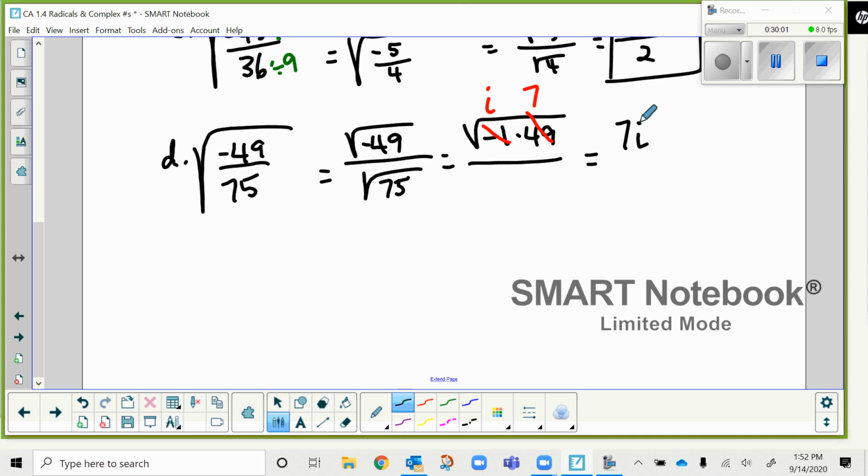And on the bottom, we have square root of 75. I'm going to factor that into 3 and 25 because I know 25 is a perfect square, so I can stop right there. You are free to factor all the way to give yourself 3 times 5 times 5. Either way, you're going to get the same answer. So square root of 25 is 5. 3 is not a perfect square. It stays inside the radical. So I have 7i over 5 radical 3.